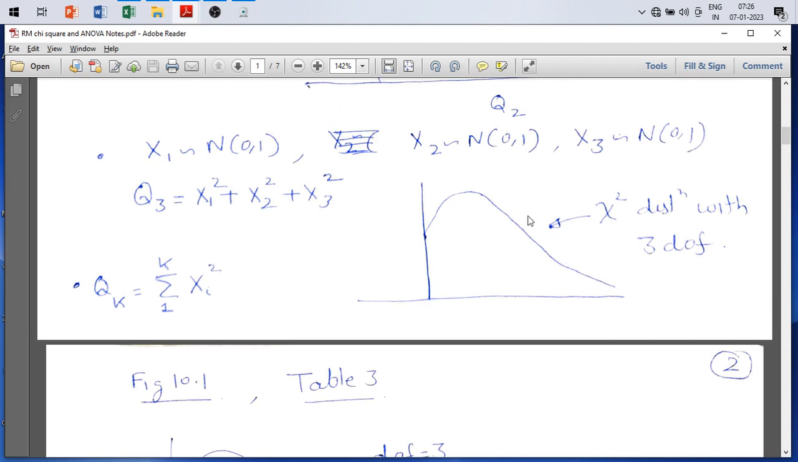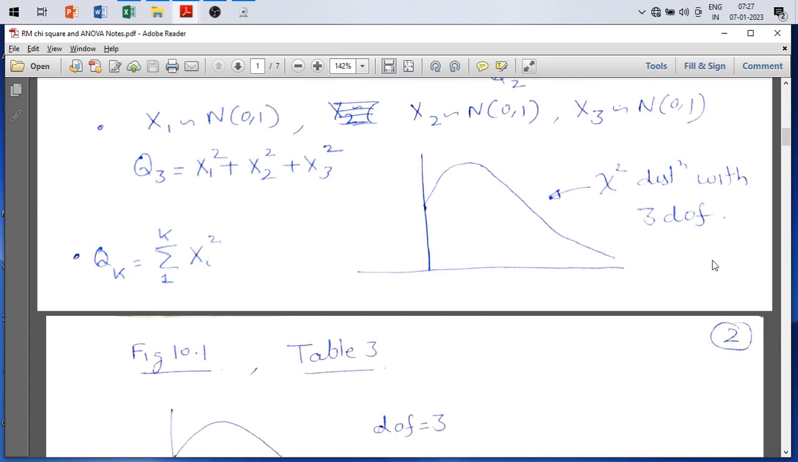Now we see the peak is not around 0, and the reason for that is obvious because to get a 0 for q3, all of x1, x2 and x3 have to be 0 simultaneously. Even if one of them is non-zero, we will not get a 0 q3. So that is why the distribution does not show a peak around 0, rather the peak occurs later, and then it has a long tail. So this is called a chi-square distribution with 3 degrees of freedom.